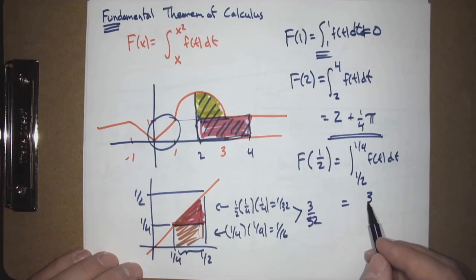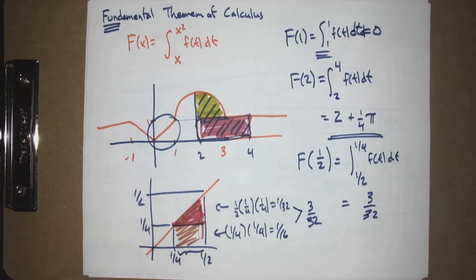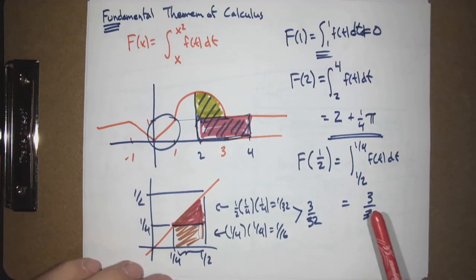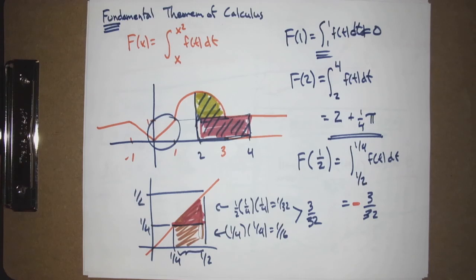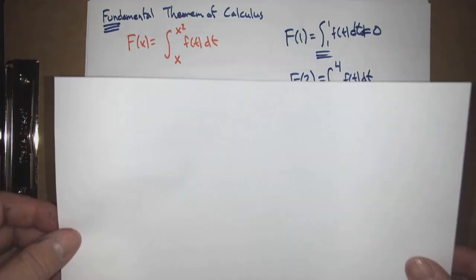Okay, so is the answer 3/32? And why not? The bounds are in the wrong order. Orientation matters. So see how you have bigger number, smaller number. Whenever you have the bounds going the wrong way, don't forget to put a minus sign. That corrects the orientation. Okay, but that was not your real question. Let's talk about your real question.